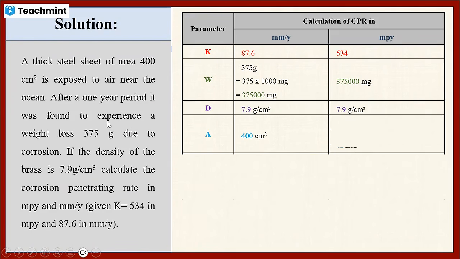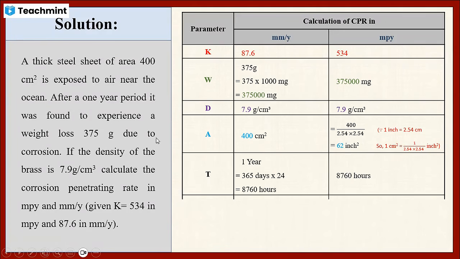Then area. In this problem, area is 400 centimeters square. For MMY, we want the result in centimeter square only, so we have to write it as it is. But for MPY, we want the result in inch square. So what we have to do? In the previous problem we saw 1 inch is nothing but 2.54 centimeter. So 1 centimeter square is nothing but 1 divided by 2.54 into 2.54 inches square. Then 400 centimeters square is nothing but 400 divided by 2.54 into 2.54 inches square. Its answer is 62 inches square.